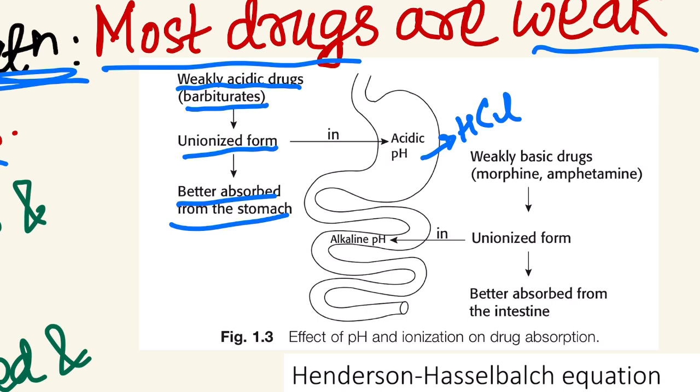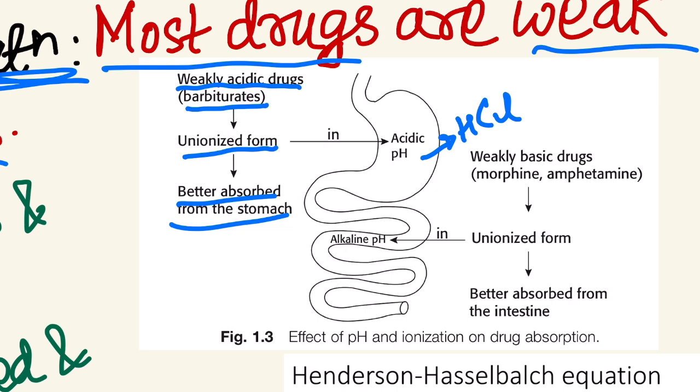So the general dictum is that whenever a weakly acidic drug is present in an acidic medium, it will be absorbed easily, whereas when a weakly basic drug is present in a basic medium, it will be absorbed easily, because in both cases, when the pH of the medium and the pH of the drug are almost the same, the drug will not be in ionized form, it will be in unionized form, and as a result they will be absorbed better.